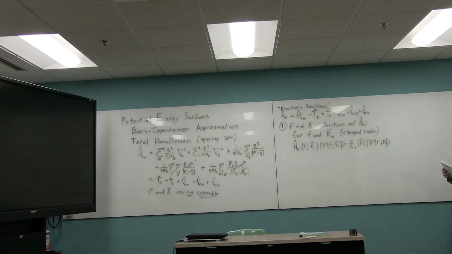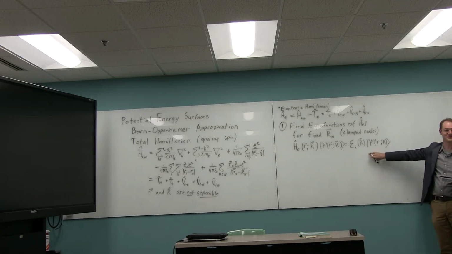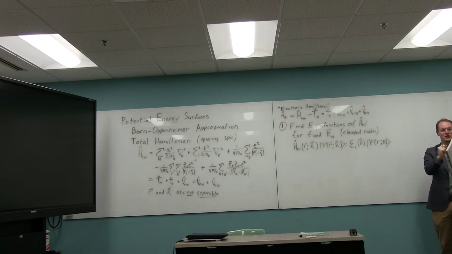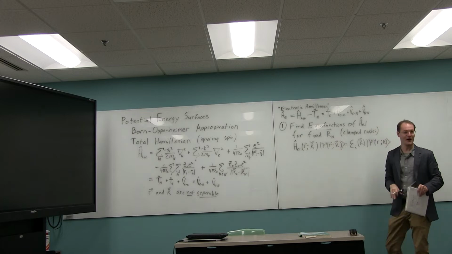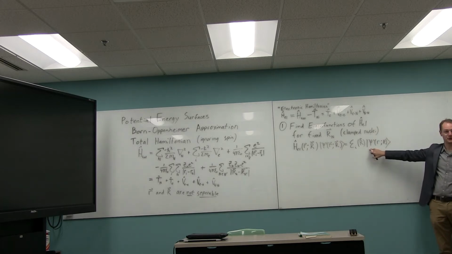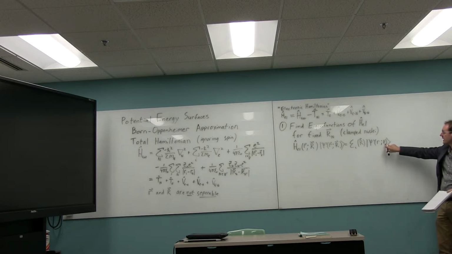Okay, and if you've ever done an electronic structure calculation in Gaussian or whatever your favorite package is for doing electronic structure calculations, this is what you're doing. You're solving this equation. You're clamping the nuclei in a particular position, and you're solving for the eigenvalues and eigenfunctions of this time-independent Schrodinger equation, which ignores nuclear kinetic energy. Okay? So you can repeat this process for a lot of different values of the nuclear coordinates.